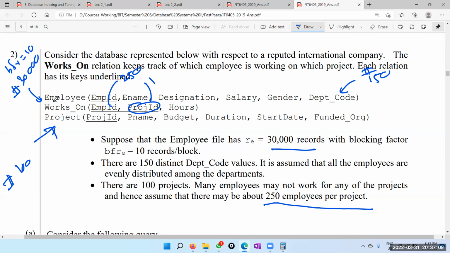Since we have only 100 projects, here we are going to get about 100 into 250 records, that is 25,000 records. So the employee file with 30,000 records works on roughly 25,000 records. Here, just 100 records. And additionally, though the department table is not there, there will be about 150 department codes.